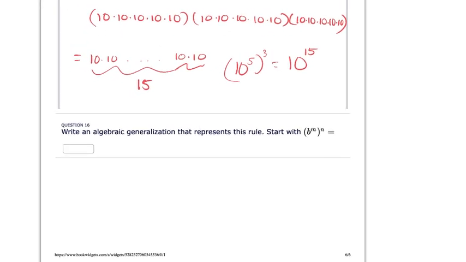Let's write a general rule for this, and you can see how it's set up. b to the m raised to the n, power to a power, exponent raised to an exponent. We get b to the m times n, or just b, m, n is how we write it. And that's it.